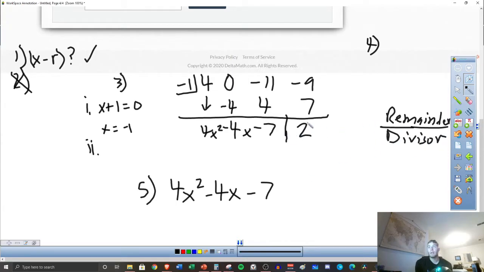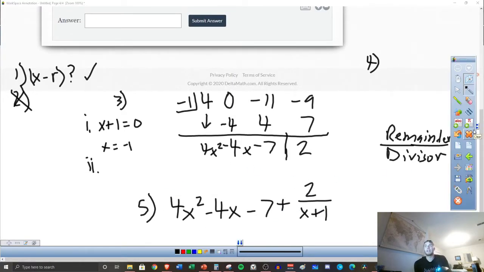So we have our remainder is 2 over the divisor, which was x plus 1. So that goes down here. And then do I need to simplify that at all? Because that's what we said. We put that last remainder on the end, but remainder over divisor, we can't really simplify that any, and it's a positive. So this should be our answer here.